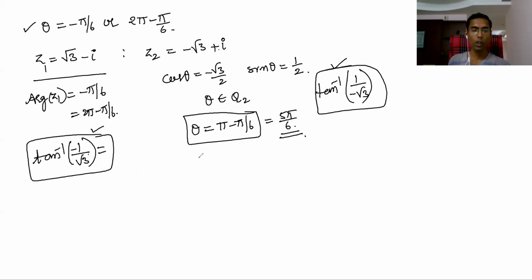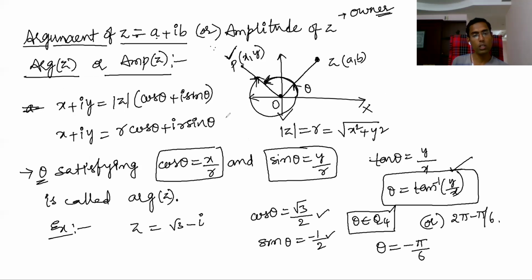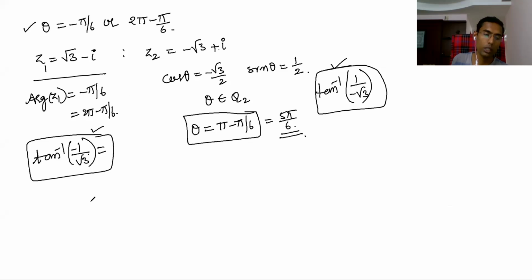So finally, the conclusion is you can give the definition two ways. One is the angle made by OZ with the positive direction of x-axis, measured in anti-clockwise direction, is called the argument. Another definition is theta satisfying cos theta equal to x by r, sin theta equal to y by r is called the argument of z. Now let's take principal argument.